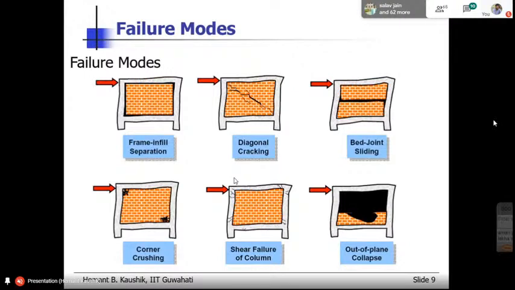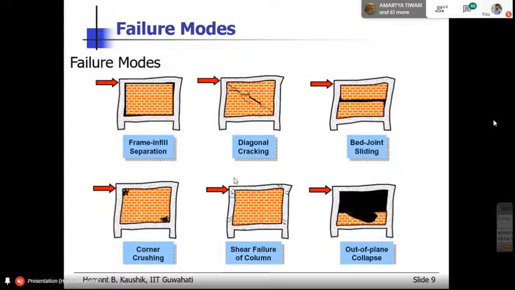But in some cases, you will only get this bed joint sliding. Those are the cases in which the mortar strength is very low. So mortar is very weak and the bricks are strong. So what will happen? The mortar will fail suddenly, very quickly. Then you have the corner crushing. You have seen how the bricks at those corners crushed before the RC frame failed.